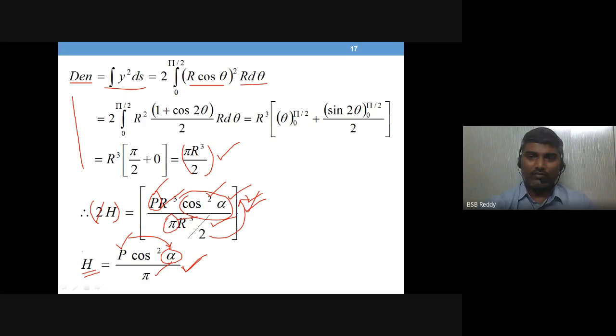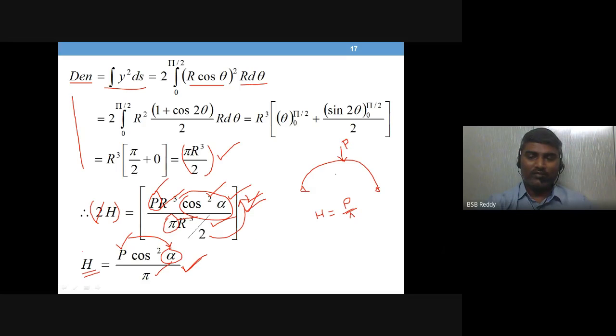What problem have we solved? We have solved a semicircular arch, okay, with the point load at the crown. We have solved this case. Okay, this is the first example that we have taken up, and we have got the h value by a similar procedure, and the answer is p by pi. If you remember the first example.